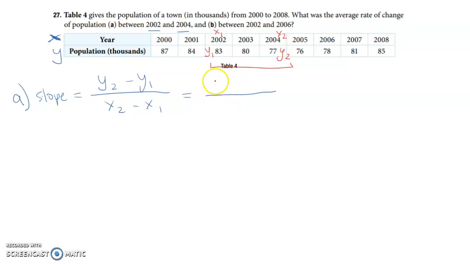All right, so let's plug in. y2 is going to be 77 minus 83, over my x2, which is 2004, minus 2002. Whatever value we get here is going to be the answer for A. B is pretty similar. You just have to compare the values between these years now, between 2002 and 2006.